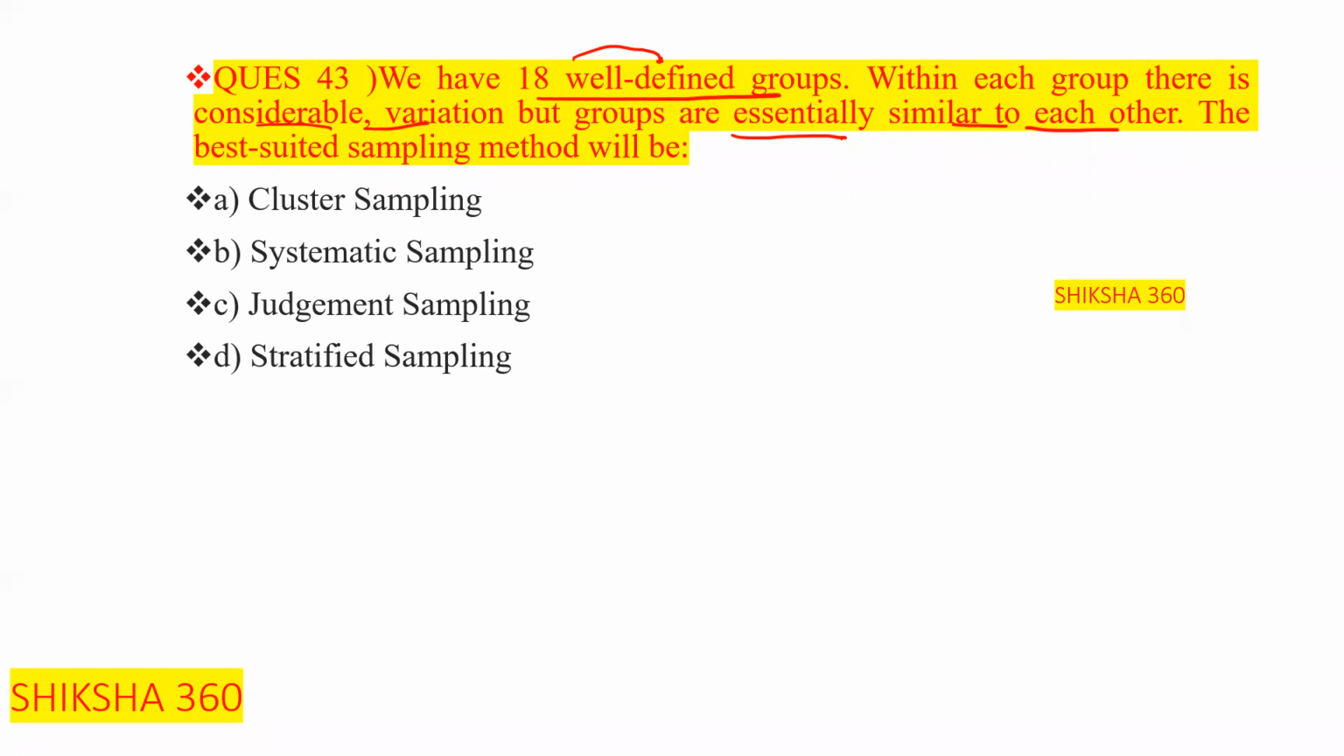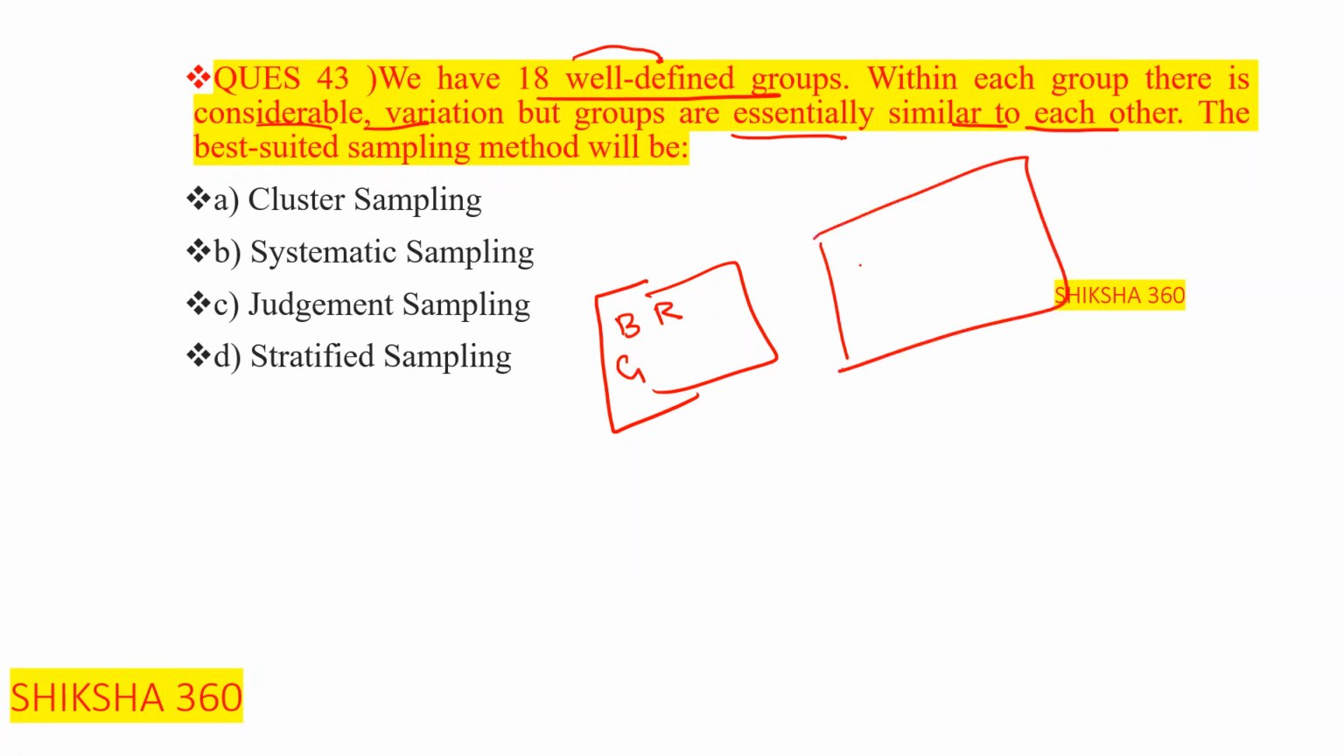Basically, the groups are essentially similar to each other. In each group, we have a blue color person, a red color dress person, and a green color person. Similarly in the other groups also. We have blue color persons, second are red color persons, and third are green color persons. So this one is group 1, this one is group 2.